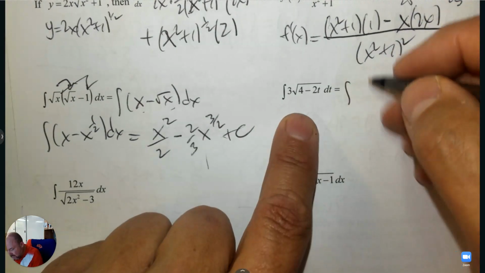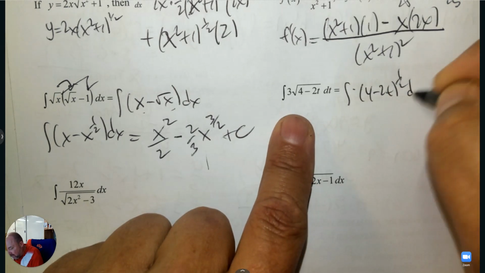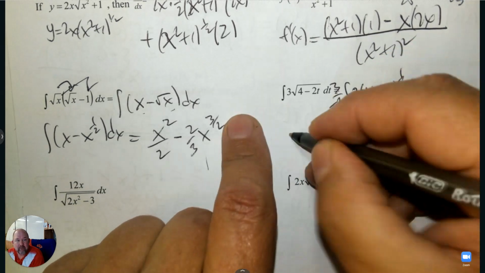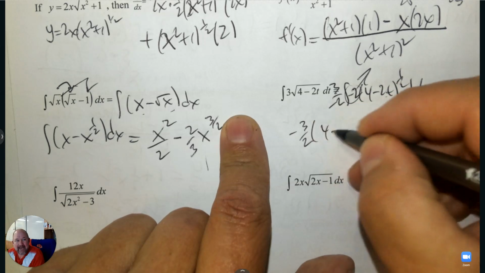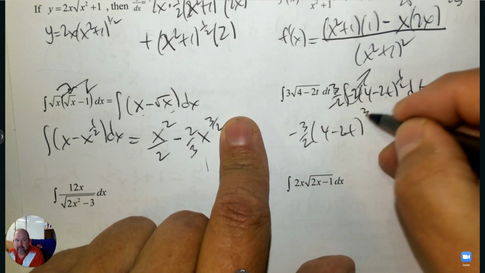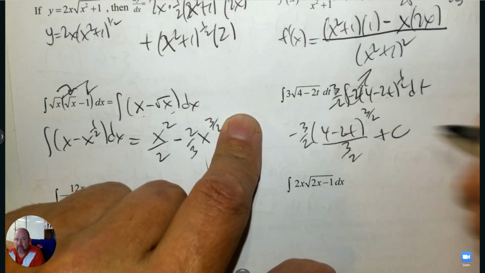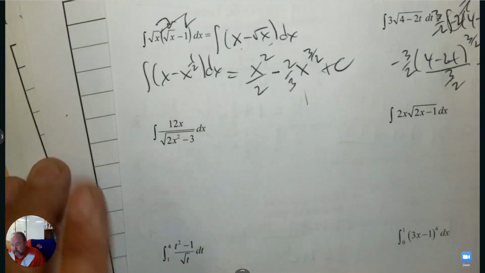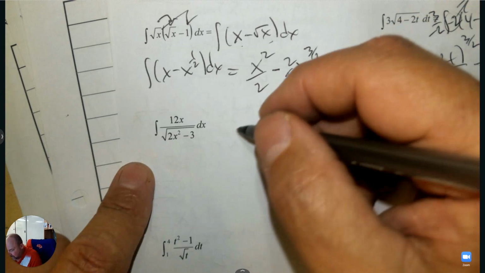Here I need to write it friendly. That's 4 minus 2t to the 1/2. The hook should be negative 2. It was a 3 and it became negative 2, so negative 3 over 2 is good. This goes away. And then I add 1 to the exponent and then divide, or times the reciprocal. That's perfect. Notice all of these have plus c at the end until they have limits or bounds.